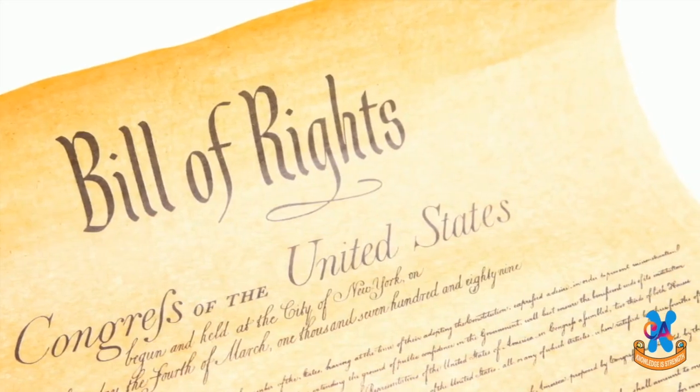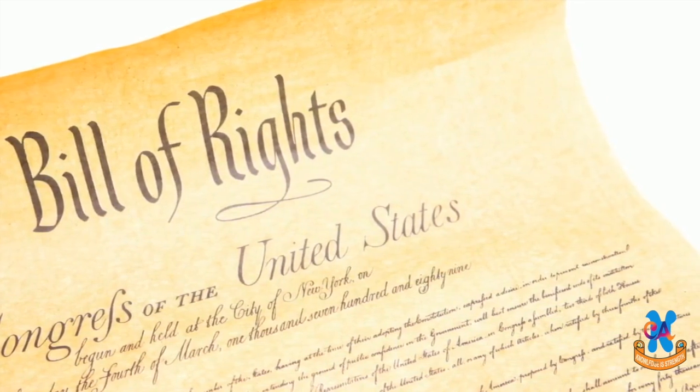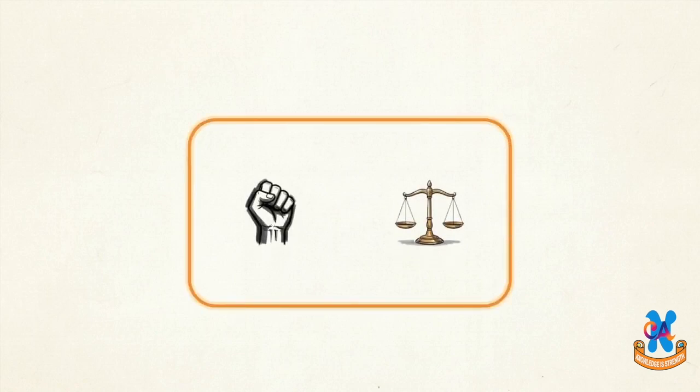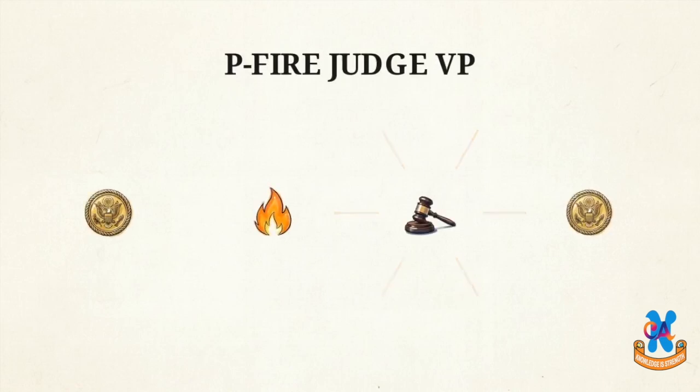Contrast that with the United States. They fought a war explicitly for individual liberty. So India borrowed their concepts of fundamental rights and a strong independent judiciary. Lock this one in with the phrase, P Fire Judge VP. We can map the rest quickly.